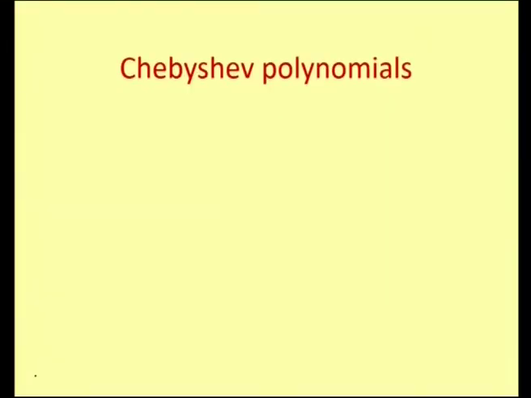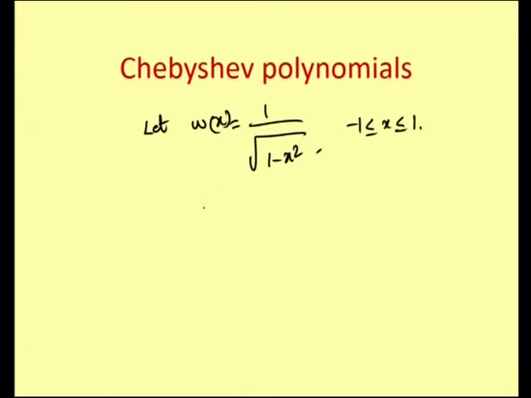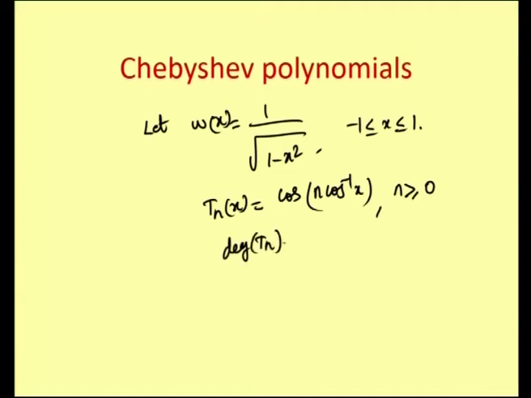So, we have to take the w of x. Let w of x be equal to 1 divided by root of 1 minus x square, for minus 1 less than or equal to x less than or equal to 1. Then our Tn of x is equal to cos of n cos inverse of x, n greater or equal to 0. This is an orthogonal family of polynomials with degree of Tn equal to n.